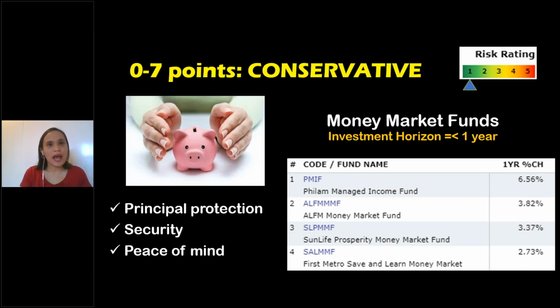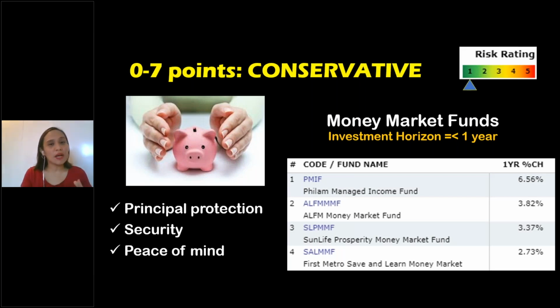If you are that kind of investor, I suggest that you stick with money market funds first. It means that your horizon is just 1 year or less. In FundSmart, there are 4 money market funds, and these are the PhilAm Managed Income Fund, ALFM Money Market, Sun Life, and FirstMetroSec Learn Money Market. You'll see that 1 year return is about 3%. Okay, so this is definitely higher than your average savings account or even your time deposits.